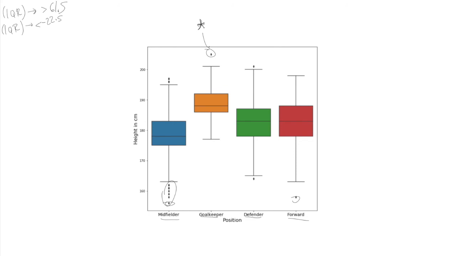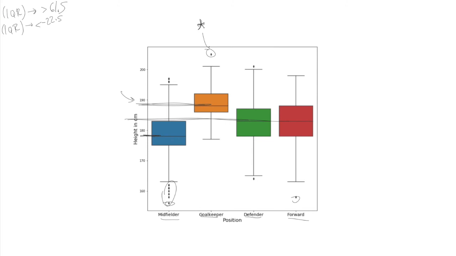We can see the medians. So a typical midfielder is around 178 centimeters. A typical goalkeeper is around 188. And then the defenders and the forwards are maybe 185. So that's interesting. We can compare what the medians are. From that, it's clear that goalkeepers tend to be the highest. But we can also do even more than that.